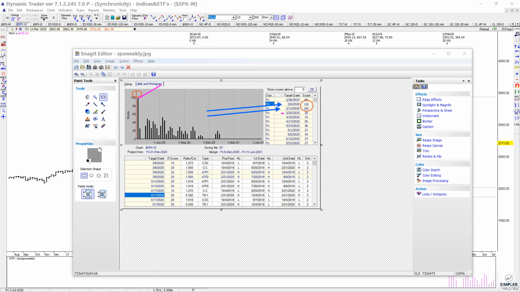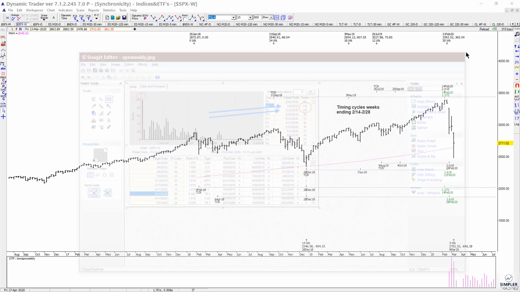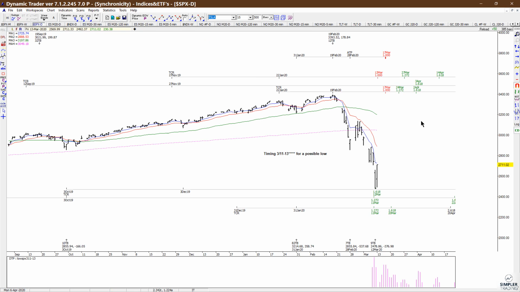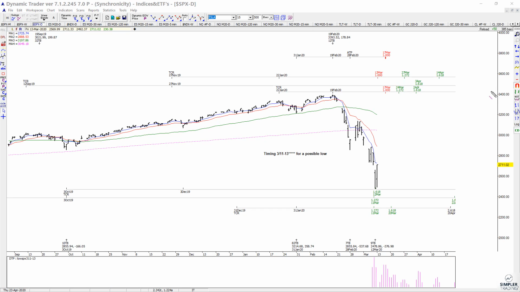But what we want to do is fine tune this by looking at the daily timing. We actually had cycles originally from the 9th through the 13th. We did go through the first couple of cycles, but check out the fact that we had four other cycles between March 11th through the 13th, and you can see this histogram below the chart. So let me show you what that looks like.